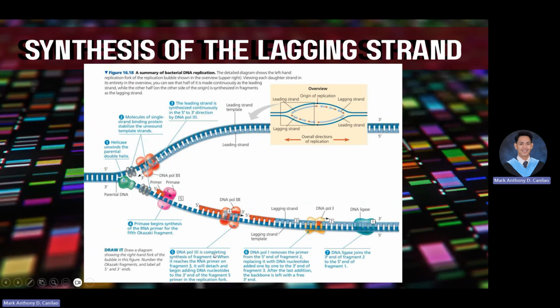Okay? So DNA polymerase 3 is completing and synthesizing the fragment. When it reaches an RNA primer on the next fragment, it will be detached and it will form an Okazaki fragment. Then DNA polymerase 1 will remove the RNA primer that has been created by the primase, and it will be replaced by DNA polymerase with a complementary strand.